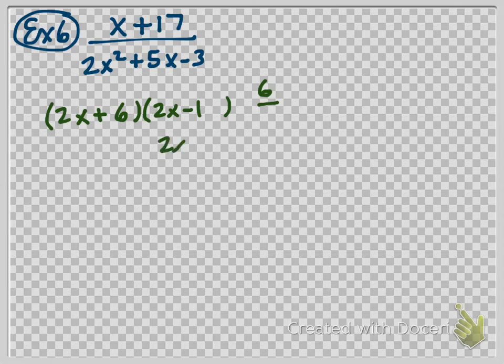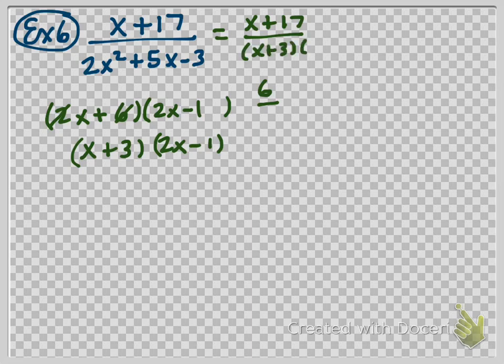That means that 2x minus 1 is actually one of my factors, right? And I can pull out a 2 from the first one and be left with x plus 3, right? So now I'm ready to rewrite the original as x plus 17 over x plus 3 times 2x minus 1.